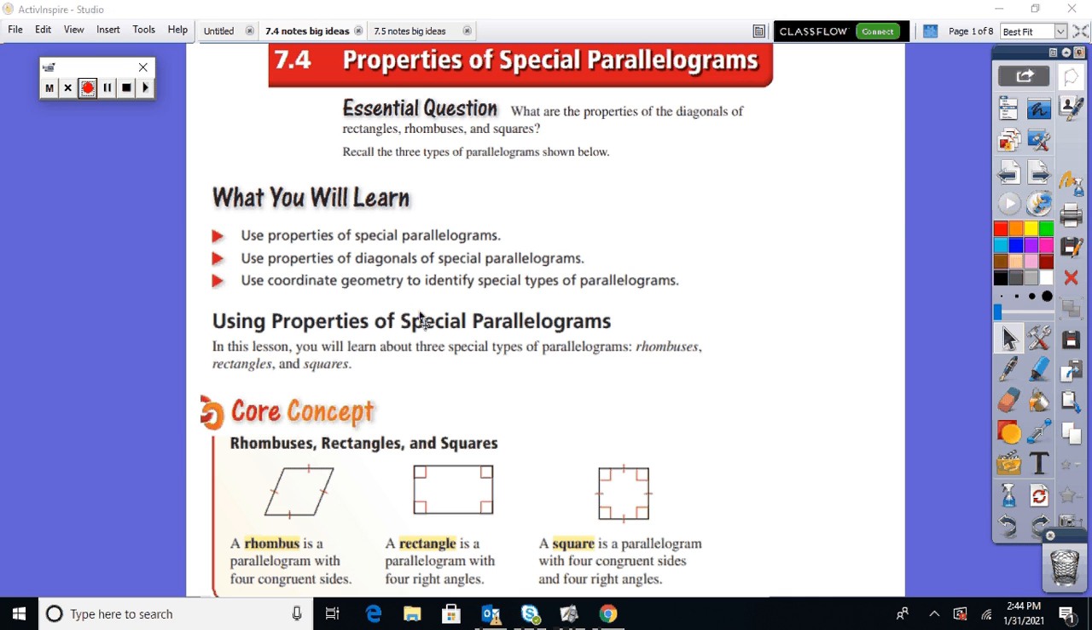All right, guys, welcome to 7.4 Notes Completion via video. And today we're talking about special types of parallelograms.